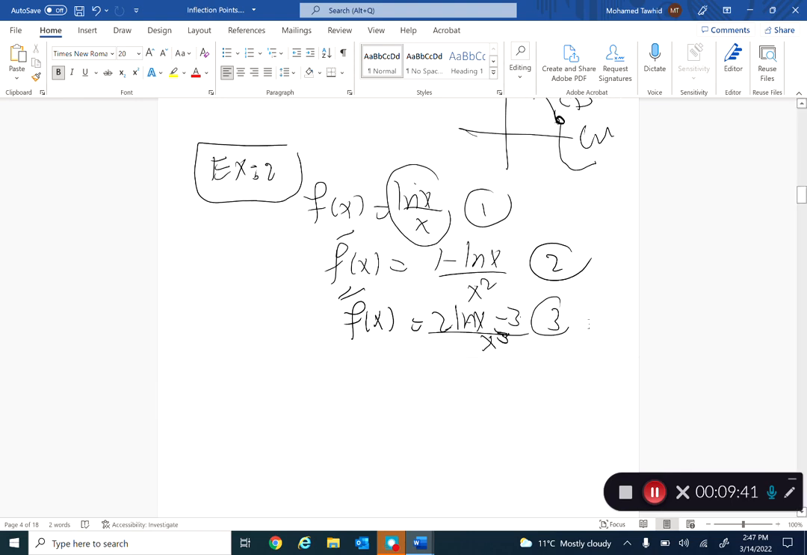So that is your second derivative. Now I need to find the inflection point, and number 2, I need to find the intervals where f is concave up and concave down. Now let me ask you, what is the domain for this function?